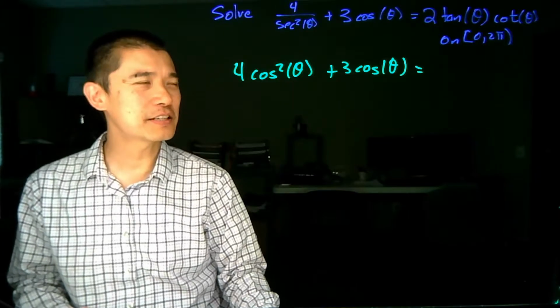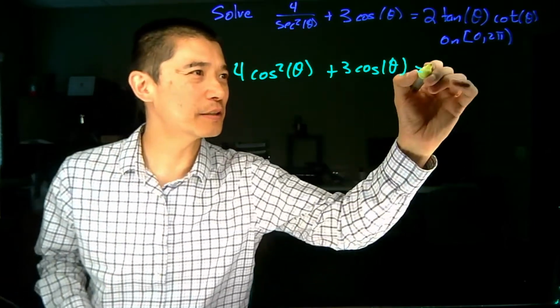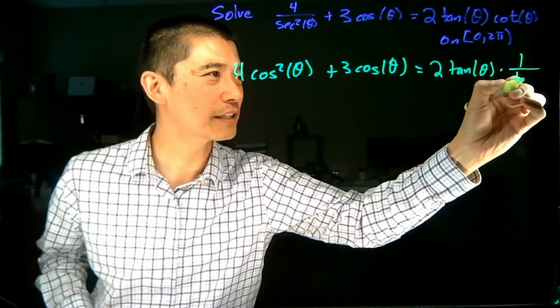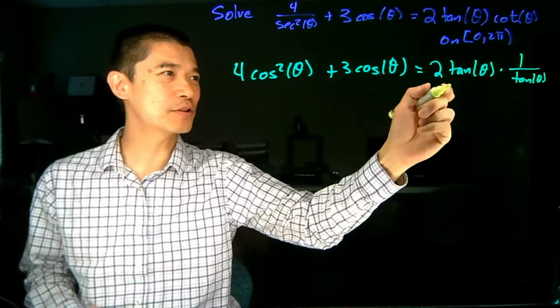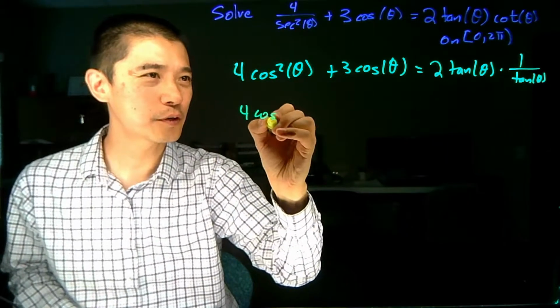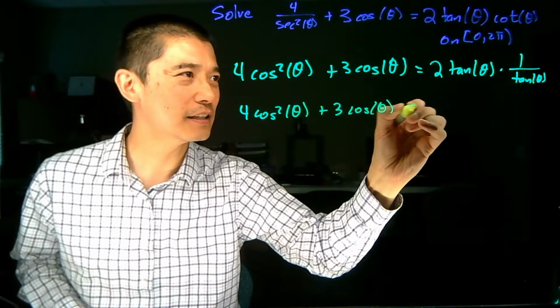2 tangent theta times cotangent theta. Well, once again, we can draw on the reciprocal identities because cotangent theta is just 1 over tangent theta. And so that substitution allows us to cancel out the tangent thetas. And so we have 4 cosine squared theta plus 3 cosine theta is equal to 2.